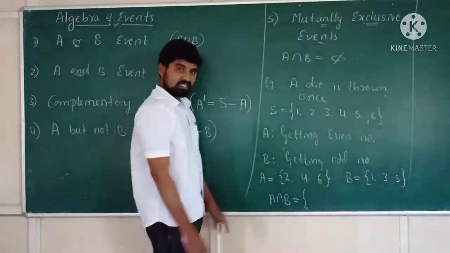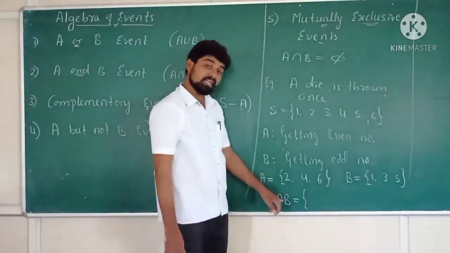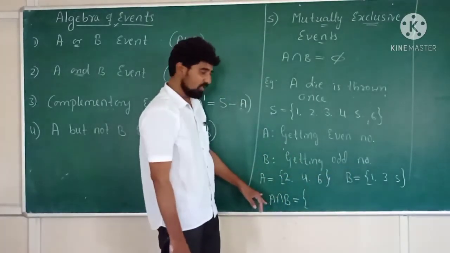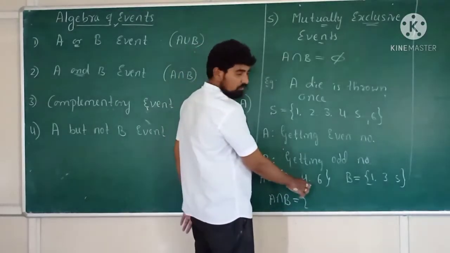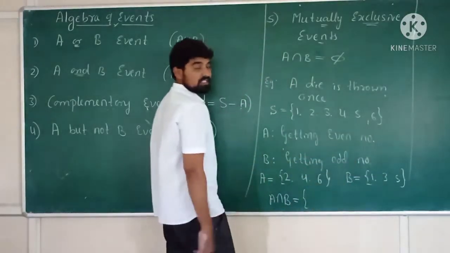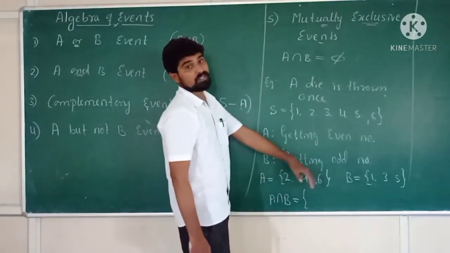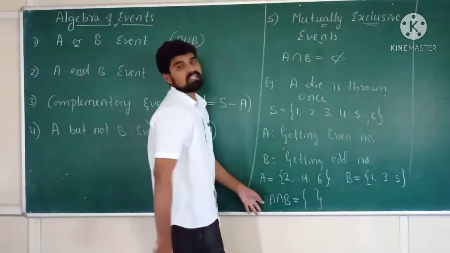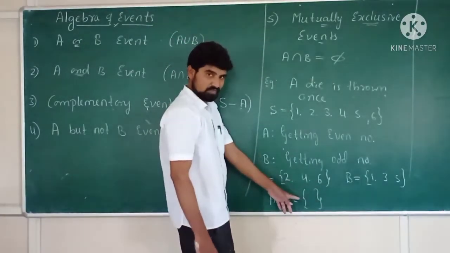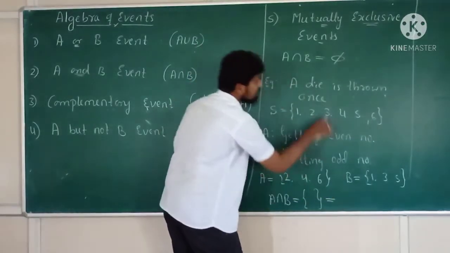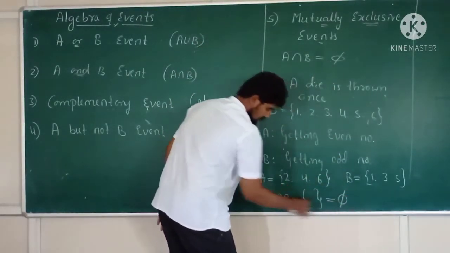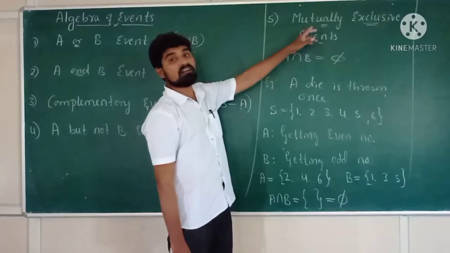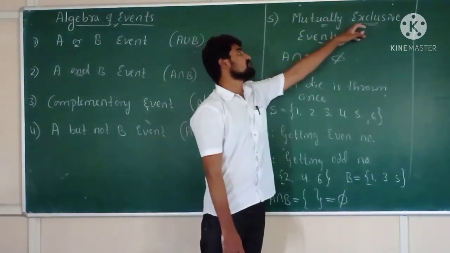Now what is A intersection B here? A intersection B means the common elements present in A and B. Which elements are similar in both A and B? Those elements are present in A intersection B. The event A consists only of even numbers and event B consists only of odd numbers. It means there does not exist any common elements between A and B. Hence A intersection B doesn't consist of any elements. So A intersection B is equal to null set. Since here A intersection B equals null set, these two events A and B are called mutually exclusive events.